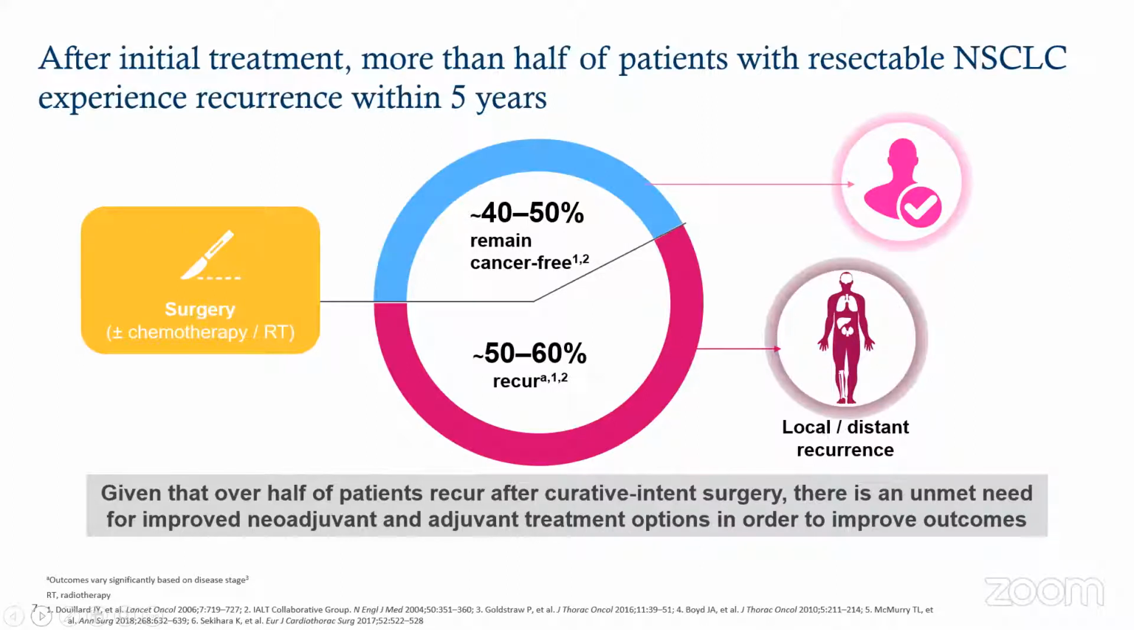So in spite of surgery and adjuvant chemotherapy and RT, 40 to 50% patients will remain disease-free, but unfortunately 50 to 60% will have a recurrence within 5 years. So given that over half of the patients will recur after curative intent surgery, there is definitely an unmet need for improved neoadjuvant and adjuvant treatment options in order to improve long-term outcomes. Next slide.